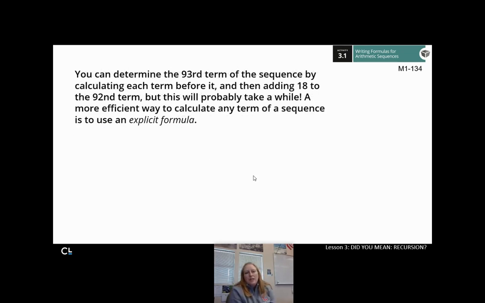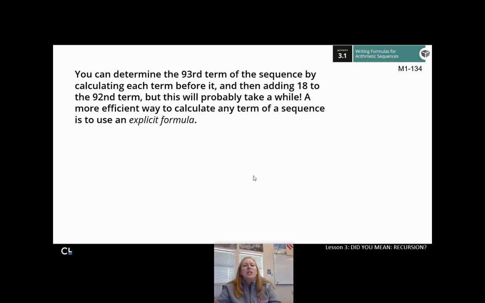You can actually determine the 93rd term of a sequence by just calculating each term before it, right? You can make a giant table and then add 18 all the way up to the 92nd term, but that's probably going to take a while, right? So that's not very practical. So this recursive idea of I just add my common difference to the term right before it is great if you're finding something near where you left off. But if we were to say find the 93rd term, suddenly this recursive formula is really impractical. We would have to make a massive table that would take us a really long time to get to, plus so much room to make mistakes.